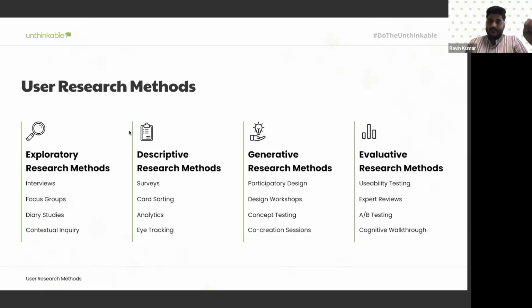The last one is the evaluative research method. Usually it is done when you are ready with your digital product. It's like testing and validating your design solution and the ideas that you had, to test your hypothesis. A few classic examples could be usability testing, expert reviews, A/B testing, and cognitive walkthroughs. So these are the four types of research that we generally do as a designer when we start, or maybe during the design process.